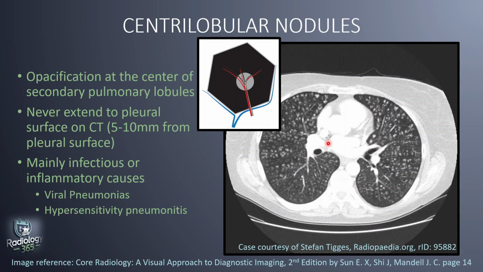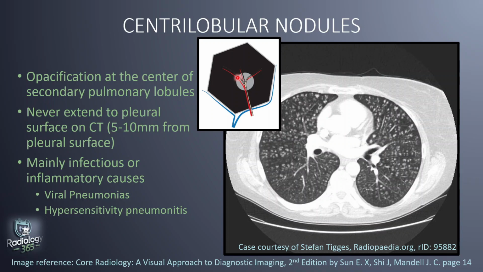So starting off with the centrilobular nodules, they are basically opacities at the center of the secondary pulmonary lobule. You can see that most of our discussion is centering around this secondary pulmonary lobule. So when you have an opacity in the center of the secondary pulmonary lobule, we call it a centrilobular nodule. However, unless you are doing high resolution CT scan, you may not be able to see this exact shape of this secondary pulmonary lobule, and so you may not necessarily be able to see the opacification right in the center to call it a centrilobular nodule.